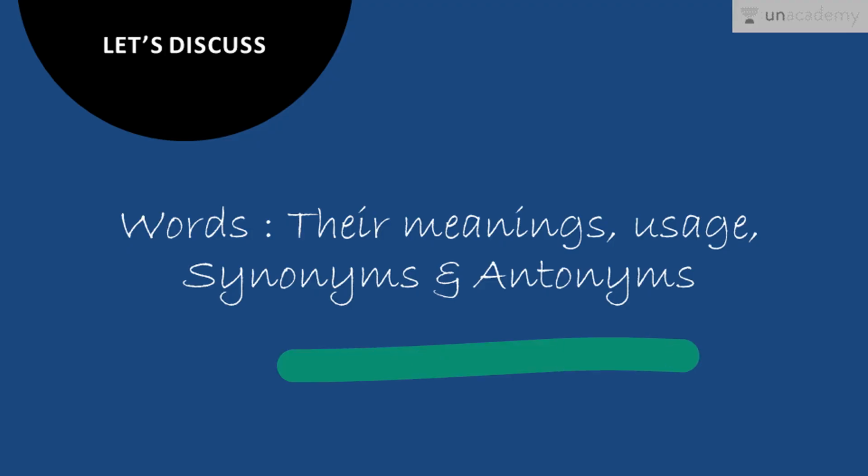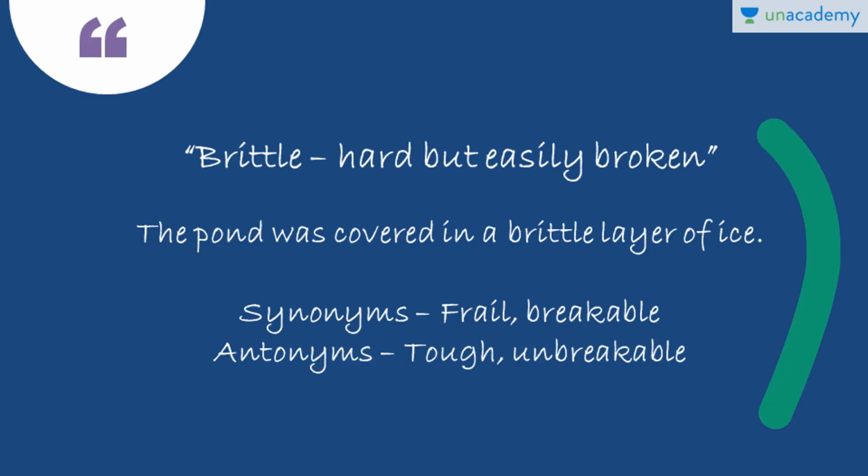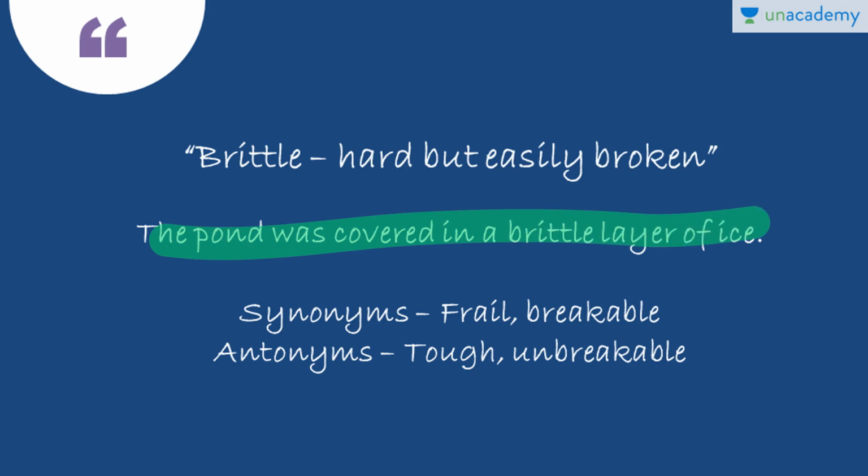So let's continue with the same words, some more words, their meanings, usage and synonyms and antonyms. And here we have one interesting word, that is brittle. When I'm talking about the word brittle, it actually means something that is hard but easily broken. Now there are two things. I'm talking about something which is hard, but at the same time it can be broken very easily. So if I am talking about some material like this, then it will be regarded as brittle. For example, the pond was covered in a brittle layer of ice.